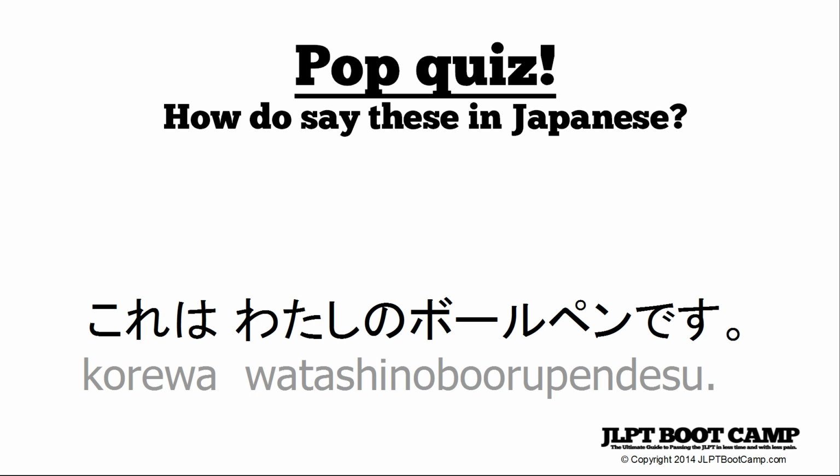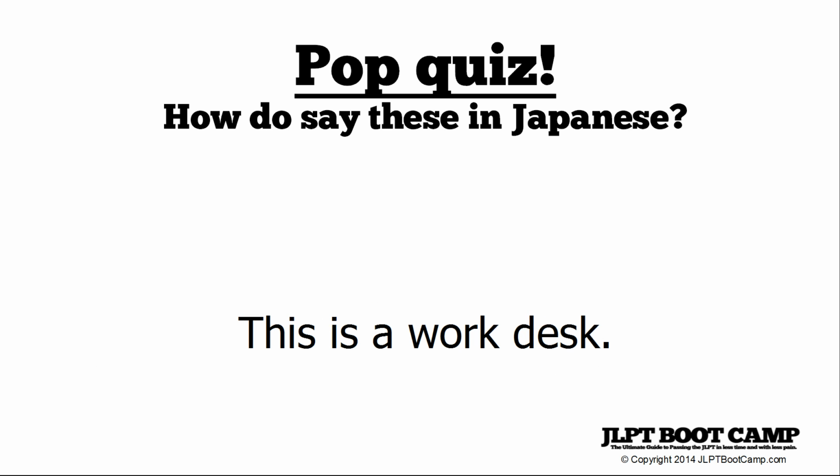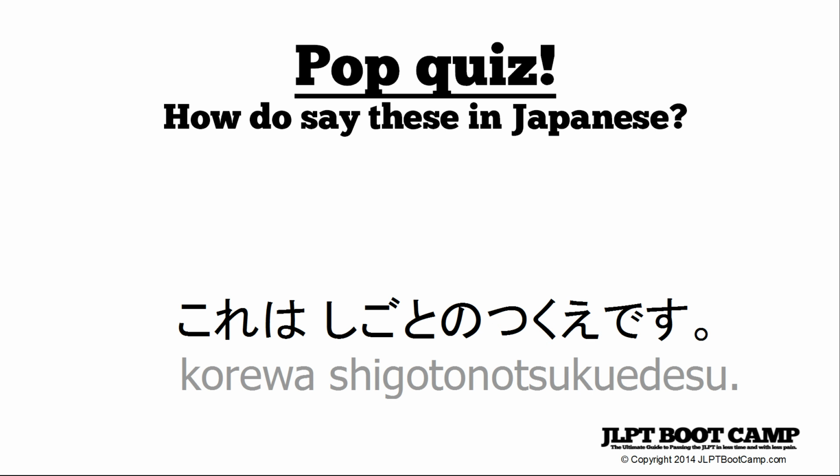And last sentence: This is a work desk. In Japanese, that would be "kore wa shigoto no tsukue desu." So, kore wa, again talking about this. Shigoto is work. No, in this situation, is being used for a noun to describe another noun, and tsukue is desk. And desu is, of course, the polite copula at the end there to link it all together.